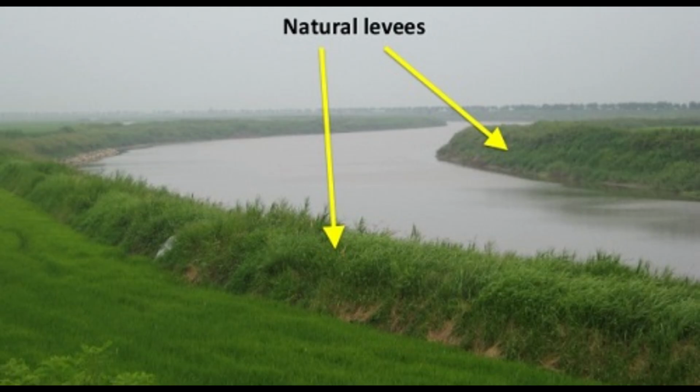As you can see in this image, those sections of the river are raised and they are forming the natural levees. We are calling them natural because they can also be artificial, constructed to prevent flooding, especially where people live near or on the flood plain.